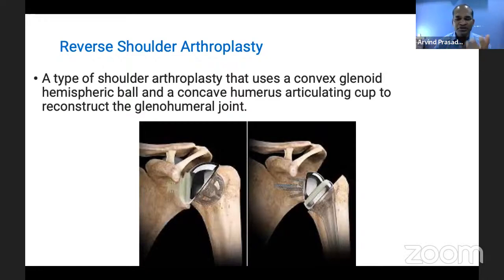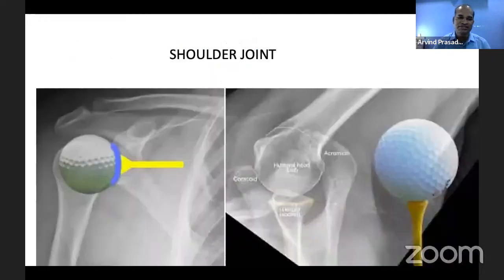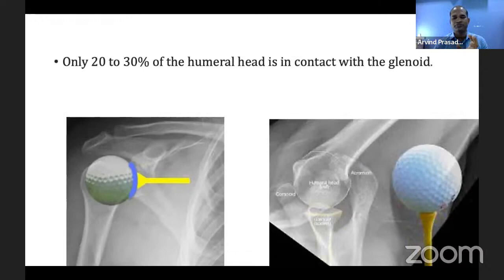So why the need for this surgery nowadays for shoulder problems? We'll discuss how this evolved, what the indications are, and what the complications of this surgery are. We all know the shoulder joint is a very mobile joint because of the articulation of the humeral head and the glenoid, in which hardly 20 to 30% of the humeral head gets in contact with the glenoid, and because of this the joint is hypermobile.